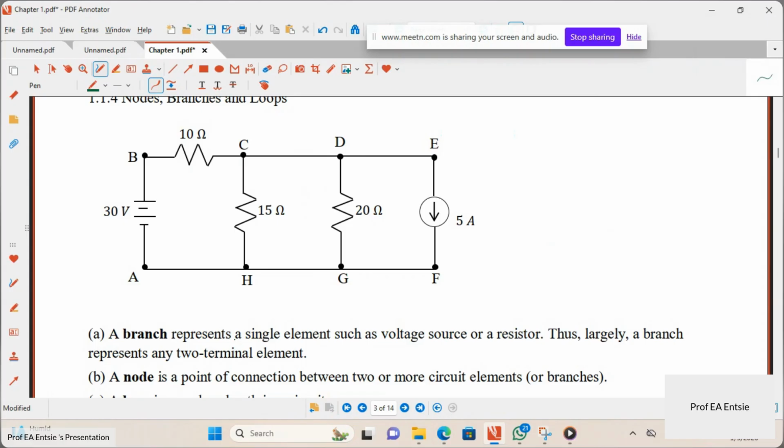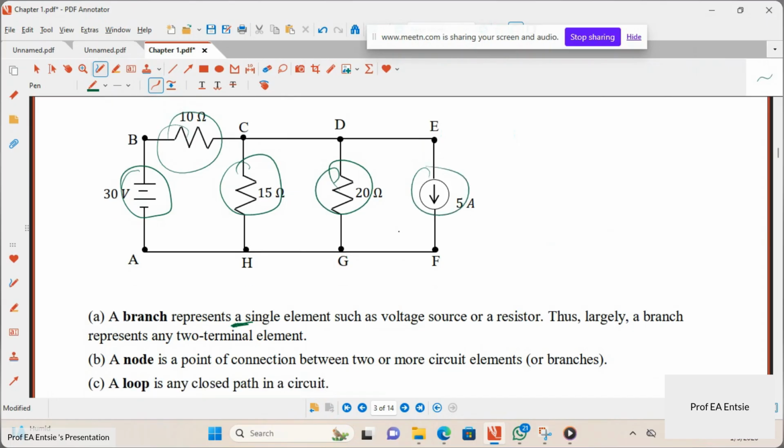Look at the indefinite article, a. So here can be a branch, here can be a branch, here can be. All right. Here is a branch, here is a branch.